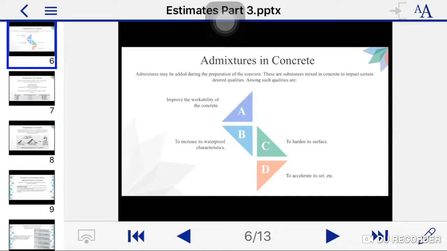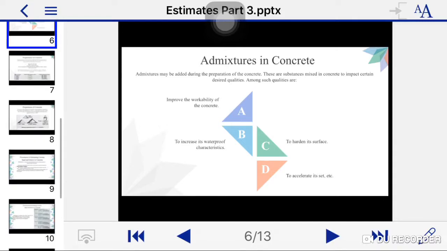What are the examples of admixtures? It may be a starch, a liquid, an ash, and so on and so forth. It depends on the engineer's discretion on what admixtures he would add in the concrete mixture.